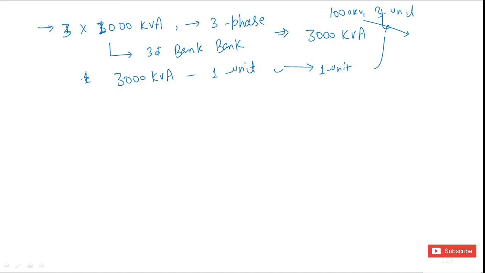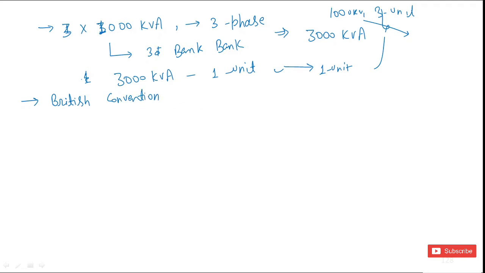Now, what are the assumptions to make the connection of different groups? British ruled over us, that's why we follow the British convention for phasor group. So we follow the British convention.